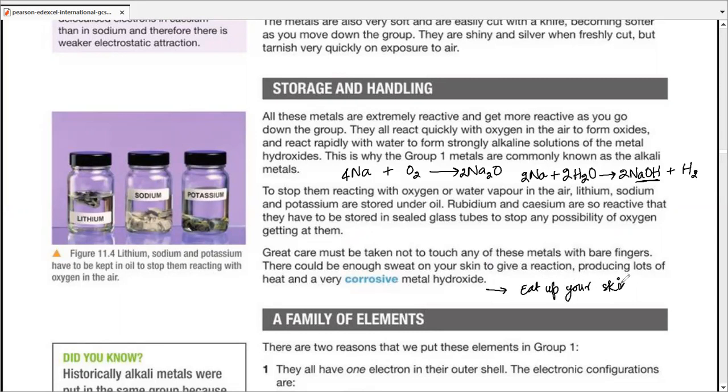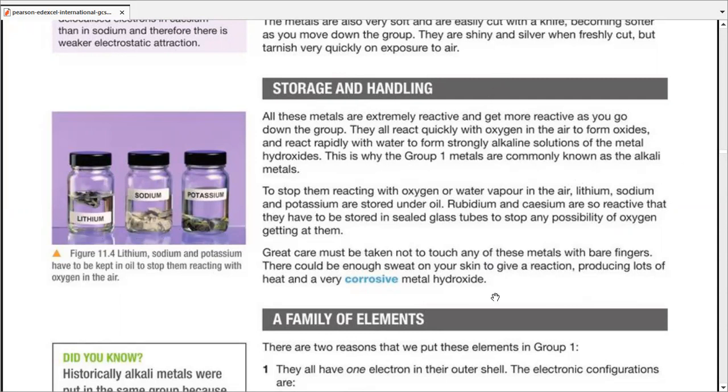The common lines we write. So if they can eat up your skin, we make sure we never touch them with bare fingers. We always use tweezers, pair of tongs, stuff like that to handle them. All right, there you go. You can see lithium, sodium, and potassium in oil. And you can see some of them are so light that they are even floating in the oil, which completes the storage and handling part.